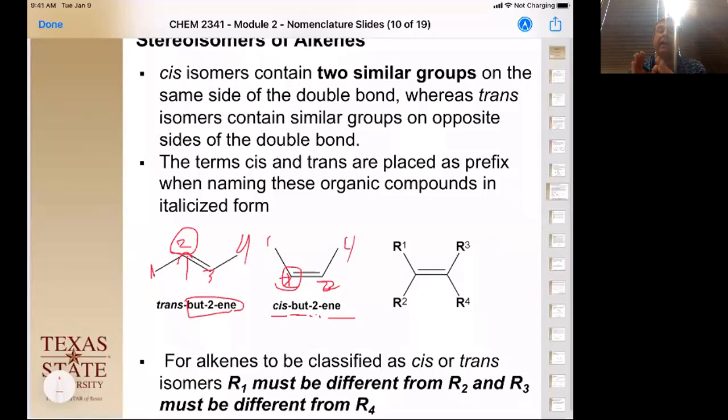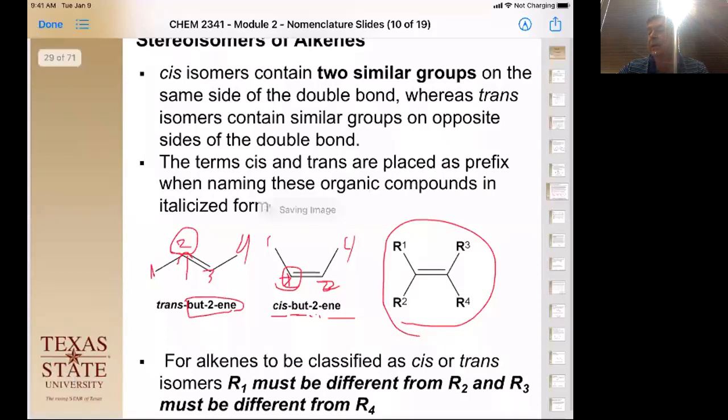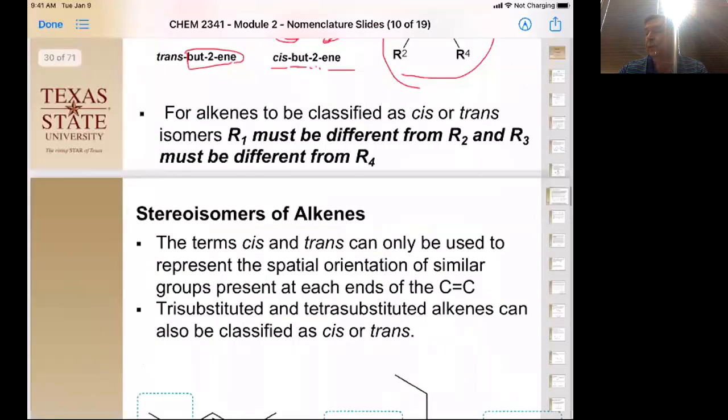if you have more than 2 groups on that system, it makes cis and trans difficult. Cis means same, trans means across. And so in the case where we have more than 2 substituents, we actually have a more precise nomenclature system, and we call that the E and Z system.